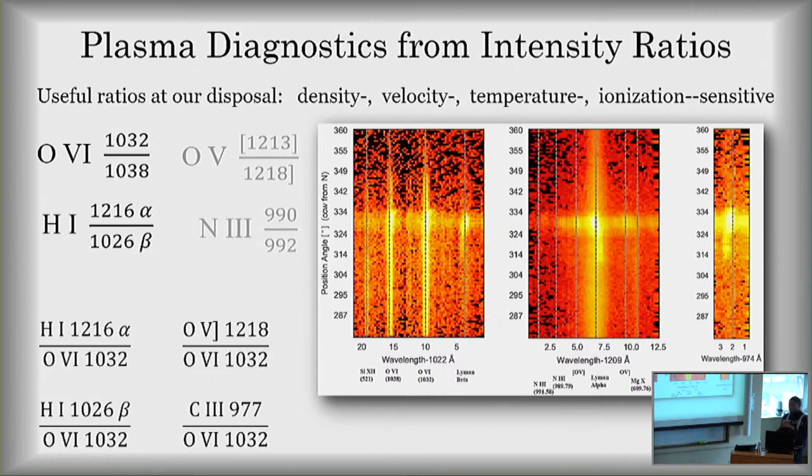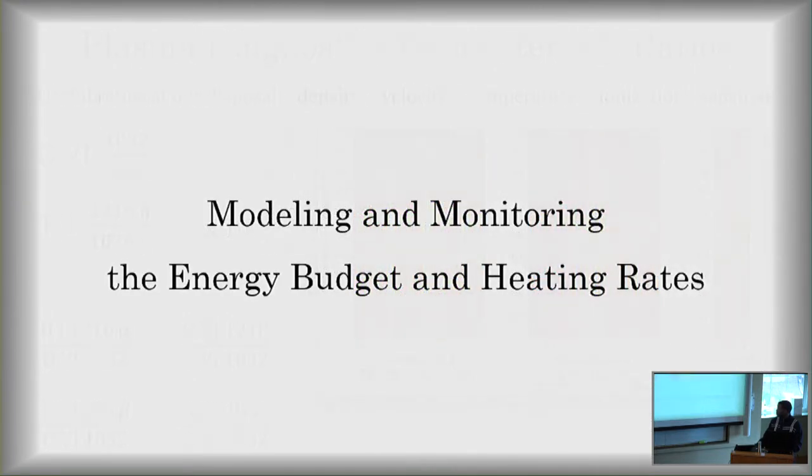So that's one of the reasons why intensity ratios are so important. I specifically showed you an example for the oxygen 6 intensity ratio. But there are other intensity ratios that we use to analyze the CME. You can better understand the density, velocity, temperature, ionization states. And if you want to know more of the details about why these particular intensity ratios are so great, you can talk to me later about that. But I'll just move on for the sake of time.